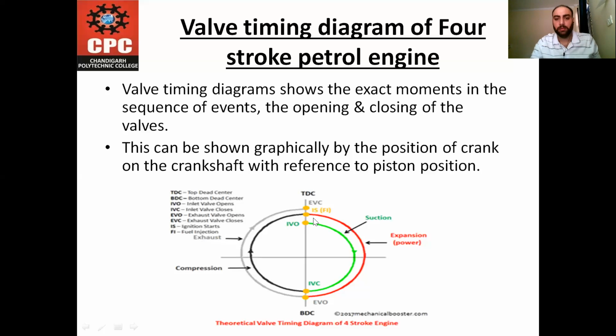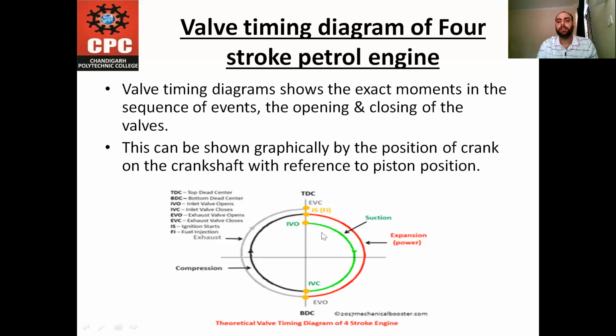pressure is created, which pushes the piston to move from TDC to BDC. So the piston starts moving from TDC to BDC. In that time, the crankshaft covers half a revolution. So this is the expansion or power stroke. And here our exhaust valve is open, and again the crankshaft rotates half a revolution, and here our exhaust valve is closed and the piston moves from BDC to TDC position.